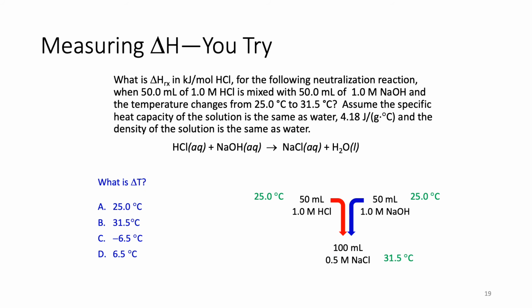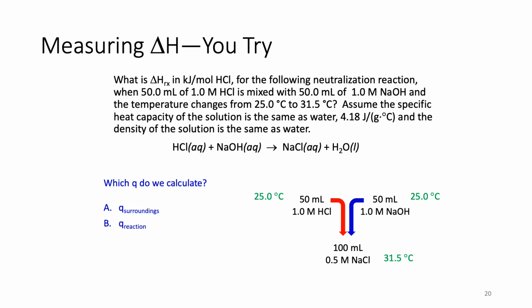From there, we have to find what our delta T is going to be. So our delta T is going to be our final temperature, 31.5 degrees Celsius, minus the initial temperature, 25 degrees Celsius. So go ahead, do that calculation really quickly. Tell me what your delta T is. Yeah, letter D, 6.5 degrees Celsius. Guys, I know this seems silly, but sometimes you have to break down the question. It makes things easier. It really, really does.